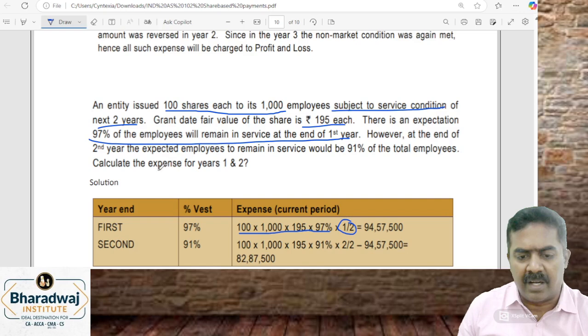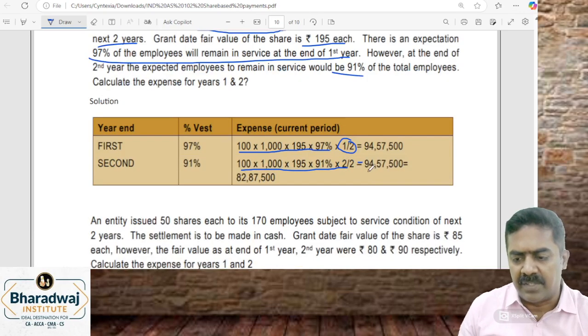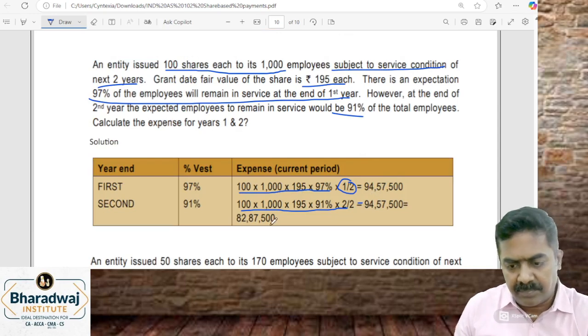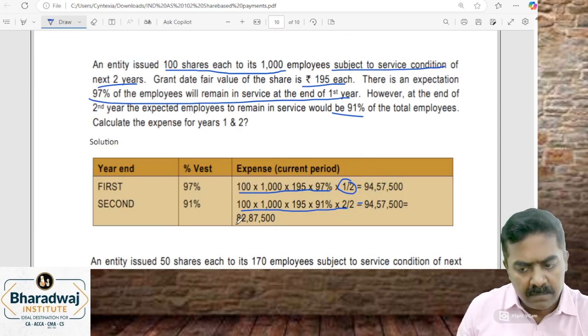Then, however, at the end of the second year, 91% தான் டோட்டலாக இருக்காங்க. So 1,000 into 100 into 195 into 91% into 2/2 will be how much? 94,57,500. In that, எவ்வளோ வருதுங்க? தப்பா இருக்குன்னு நினைக்கிறேன் calculations.